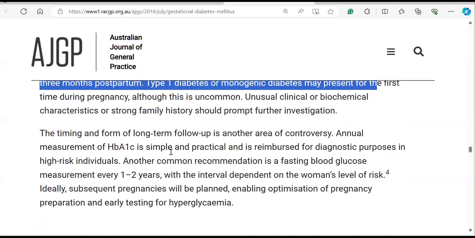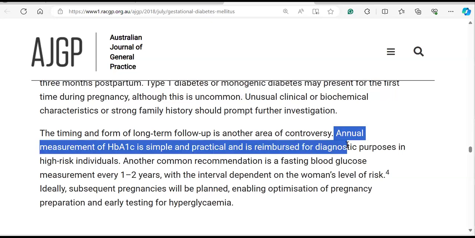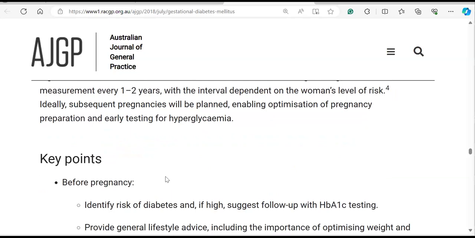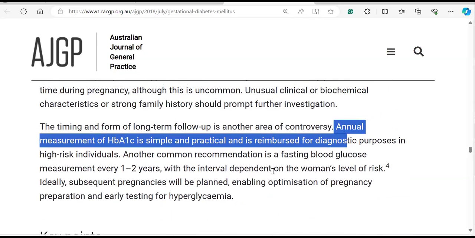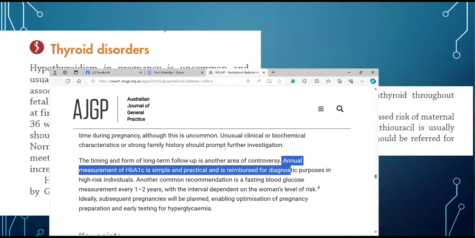And then in terms of long-term follow-up, they say that annual measurement of HbA1c is simple and practical. So that can be done. Another recommendation is doing a fasting blood glucose every 1 to 2 yearly. So that's the new guideline at the moment. We don't need to do it every 5 yearly, the patient doesn't need to get an OGTT. So the first one, after 6 weeks, you can get an OGTT, and then every year the patient can just get one HbA1c. That will do. Okay. So that's the follow-up.